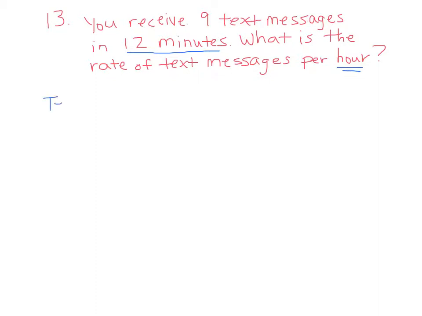So we're going to start with our texts, and we have minutes. And the rate they give us is 9 text messages in 12 minutes. Okay, so we want to know what is the rate of text messages per hour. So I know that I have to get my next number up to 60. Well, we should all be able to say to ourselves, what times 12 is 60, or 60 divided by 12 equals what?